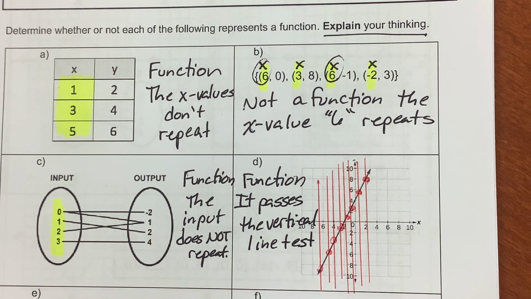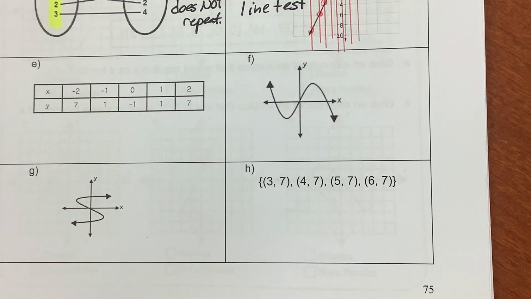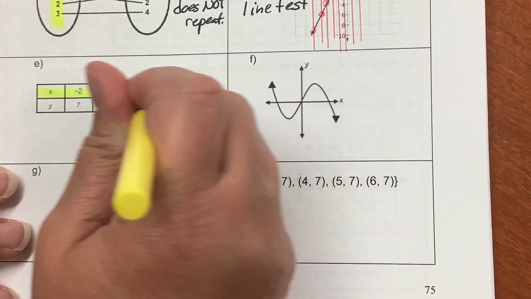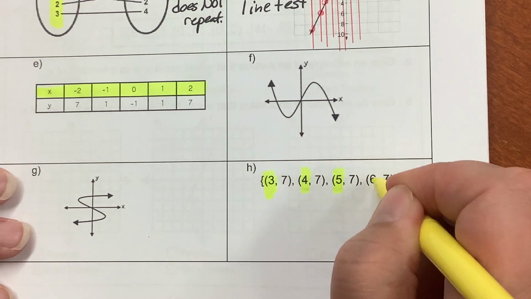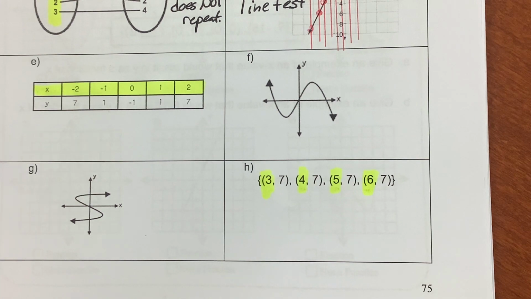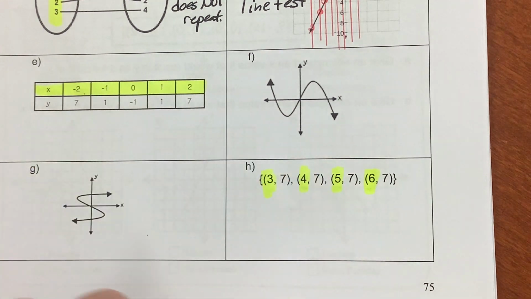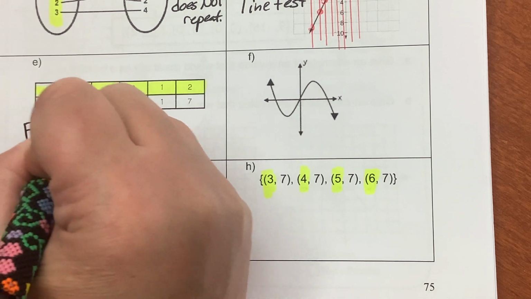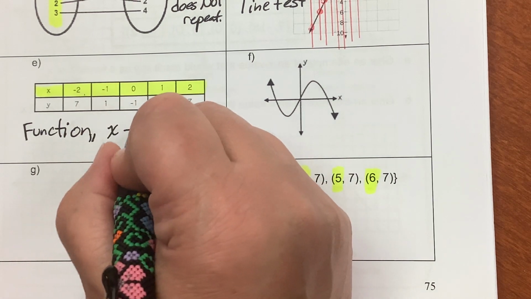All right, the next four. Here we go. Again, only looking at the x values. Only looking at the first coordinate in a pair, the input. Let's look at these. -2, -1, 0, 1, 2. None of those repeat. This is a function. X values don't repeat.